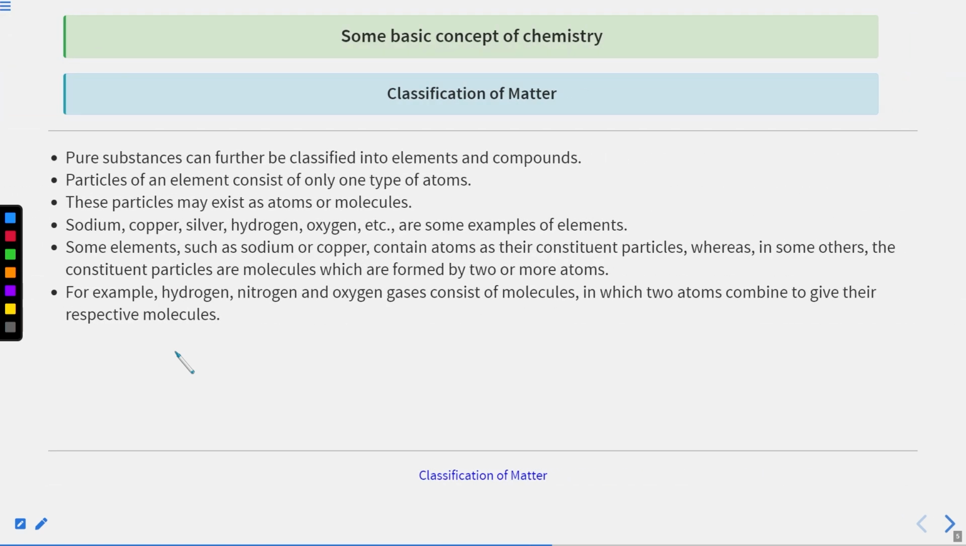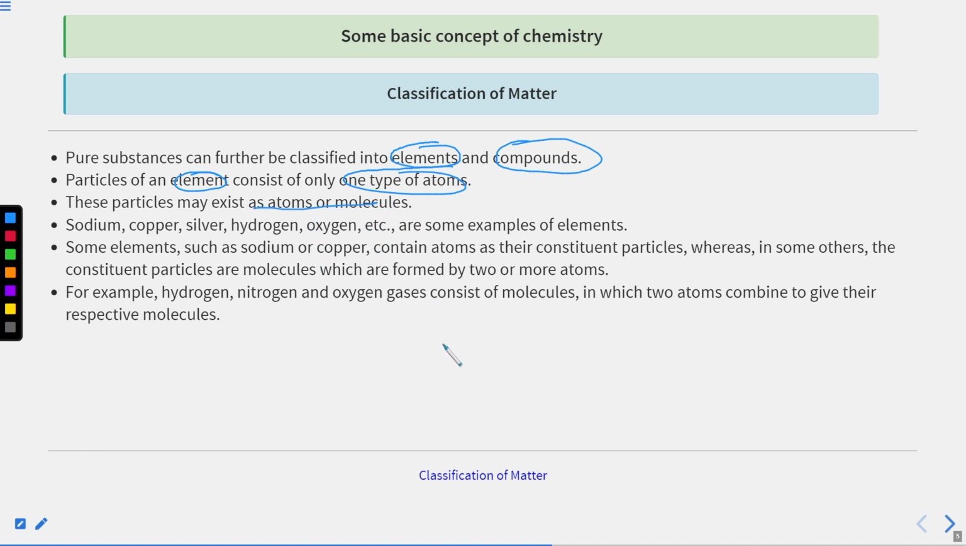Now if we talk about pure substances, then they can be further classified as elements and compounds. What are elements and what are compounds? Elements are those whose constituent particles are of only one type of atom. This particle may exist as an atom or molecule.